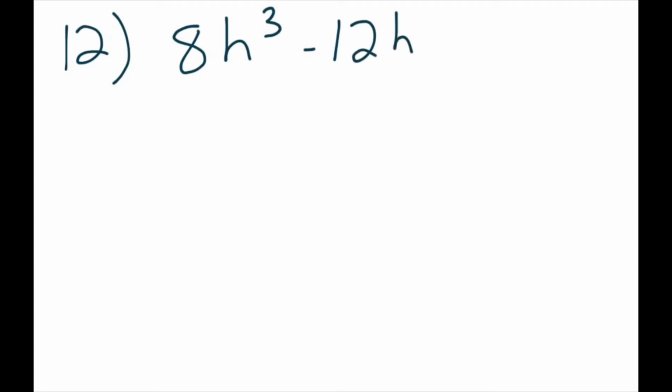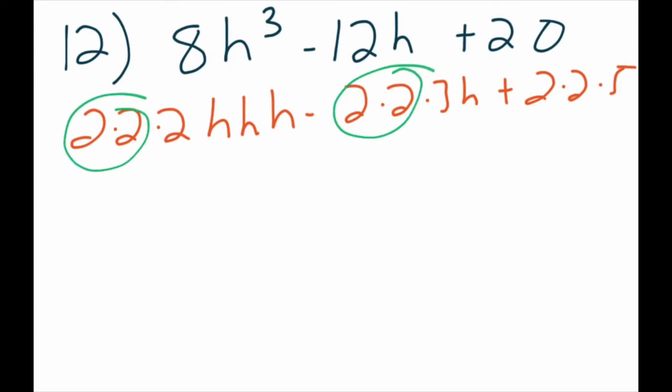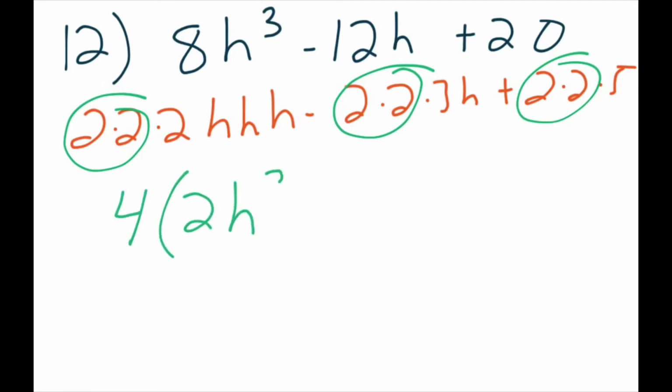All right, let's finish up our last 4 problems here. So we have number 12, which was 8h to the third minus 12h plus 20. Is there a GCF? Let's see. 2 times 2 times 2, h minus 2 times 2 times 3, h plus 2 times 2 times 5. Well, I can see they all have a 2 in common. So I'm going to have a 4 on the outside with a 2h to the third minus 3h plus 5.